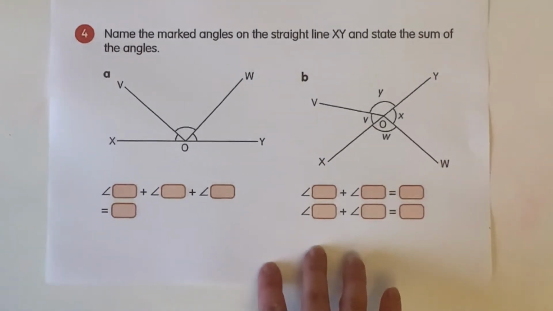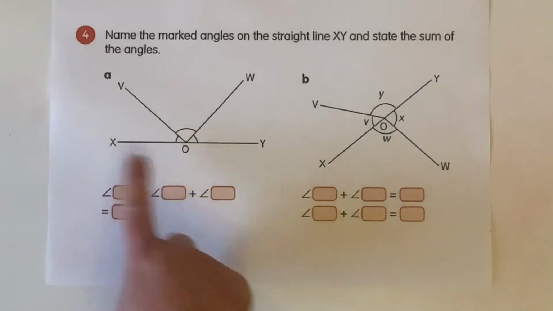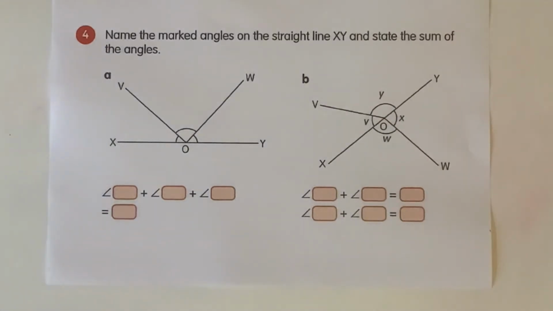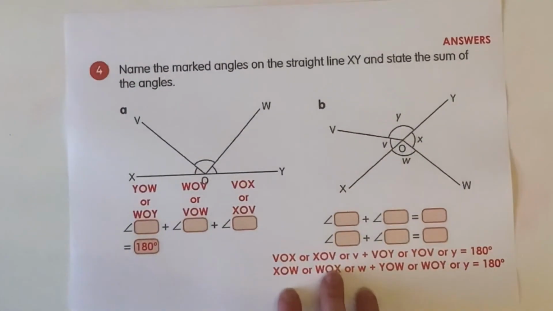Right, once again, get ready to pause the video. This time you're not measuring the angles. You are naming the marked angles on the straight line. You've got the straight line XY on A and B. So pause the video and name the angles. What I'm going to do now is just show you the answers for those.